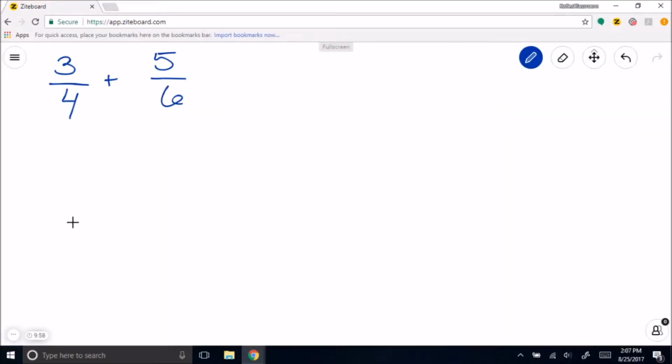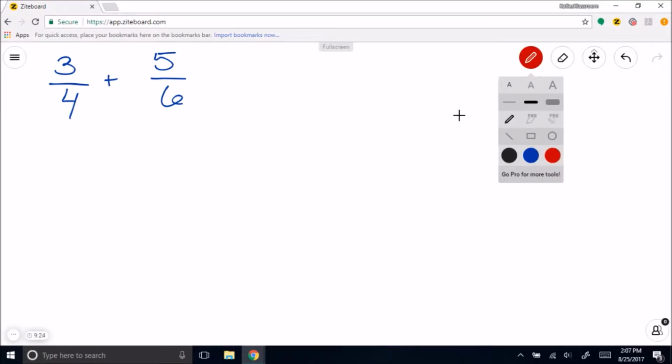Here is our first example for finding common denominators. So we're going to be adding 3/4 plus 5/6, and we can't do that until they have a common denominator. Basically, you are trying to find the smallest number that both 4 and 6 go into. Doesn't necessarily have to be the smallest, but it will save you some time at the end of the problem if you go with the smallest number.